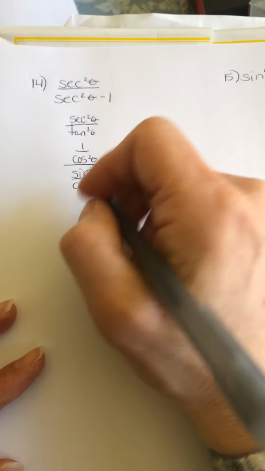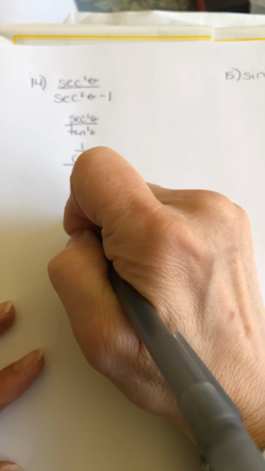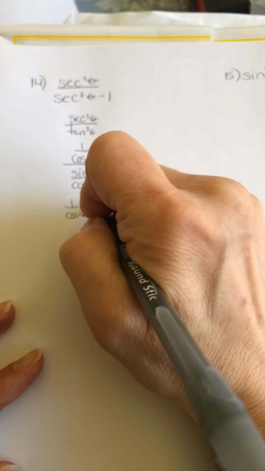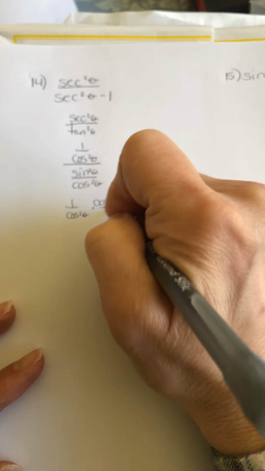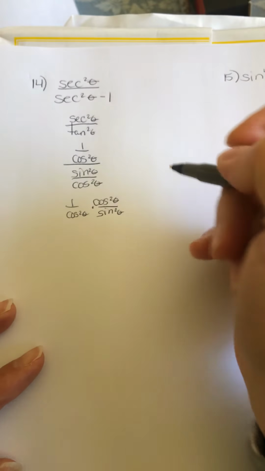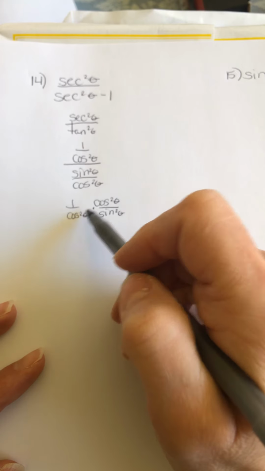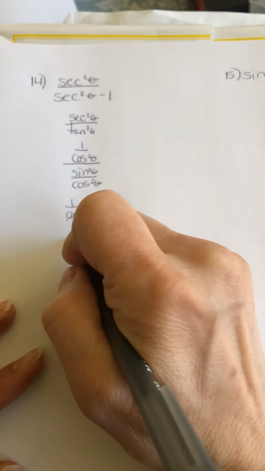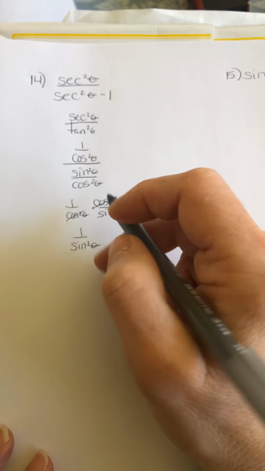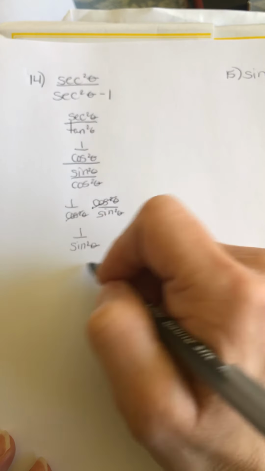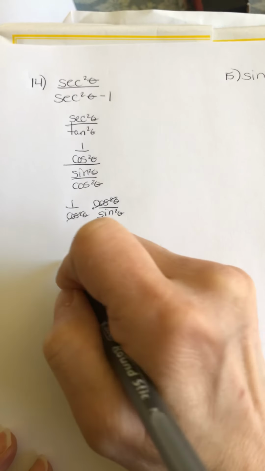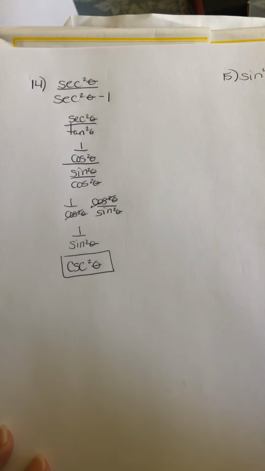So we keep the numerator and we change the operation to multiply, and we multiply by the reciprocal of the denominator. And if we notice here, these two terms are exactly the same, so we can cancel them out. We're left with 1 divided by sine squared theta, which is equivalent to what? What's it equivalent to? Remember our reciprocal identity, so cosecant squared theta, and then we can call it done.